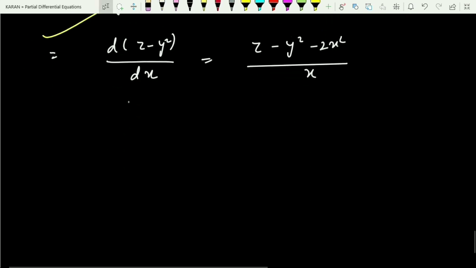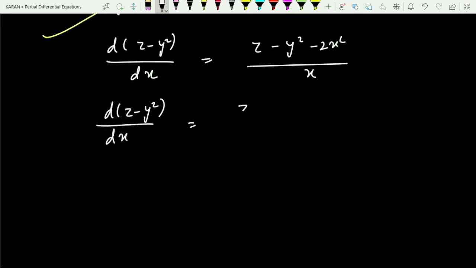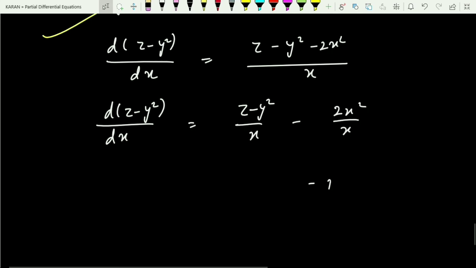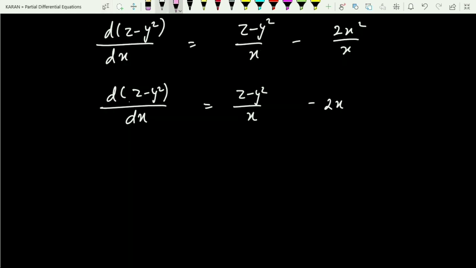Now one more step, so that is derivative of z minus y square divided by dx is equal to z minus y square by x minus 2x square by x. So this is nothing but minus 2x. So this is z minus y square by x, and these terms were equal to derivative of this thing divided by dx.